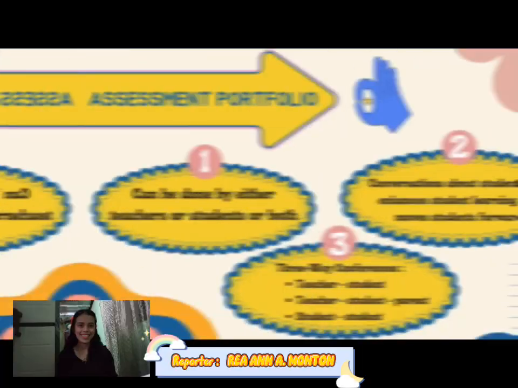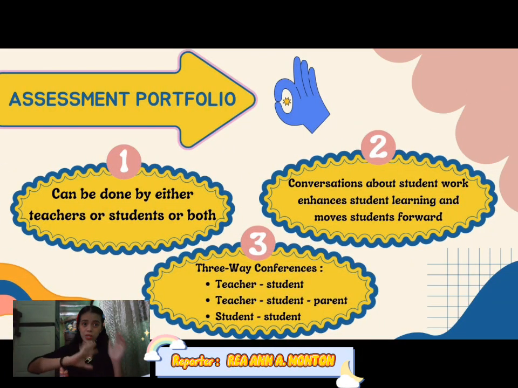Okay, so how to assess portfolios? First, it can be done by either teachers or students or both. Next, conversations about student work enhance student learning and move students forward. And next, it can be a three-way conference. So what does three-way conference mean? It can be teacher to student. The second one could be teacher to student to parent. The third one could be student to student.